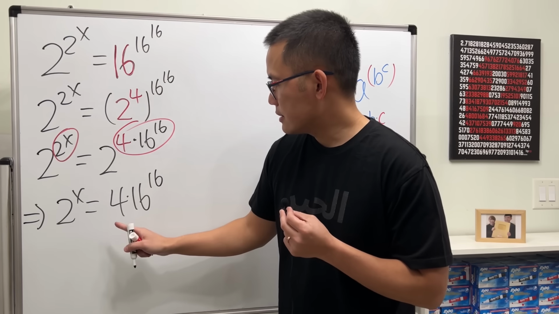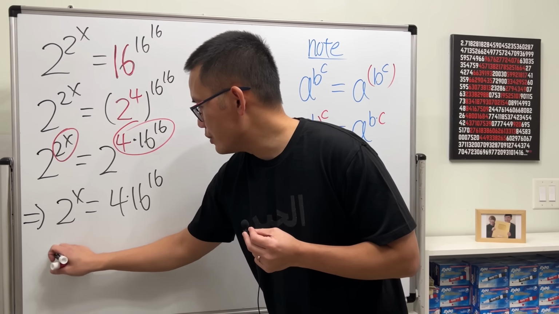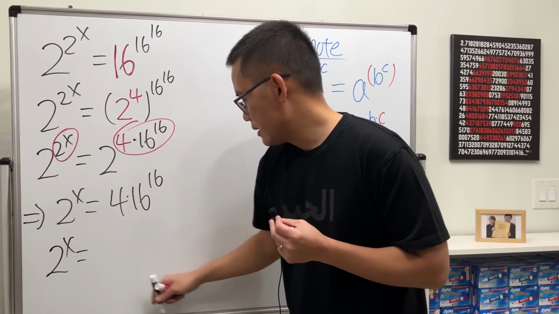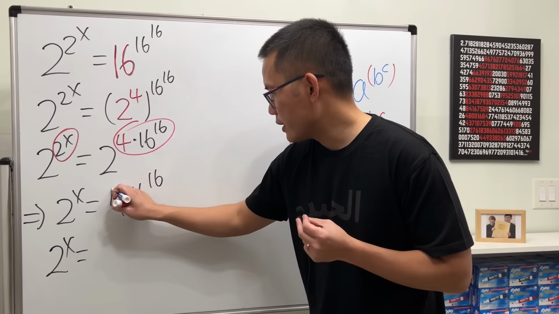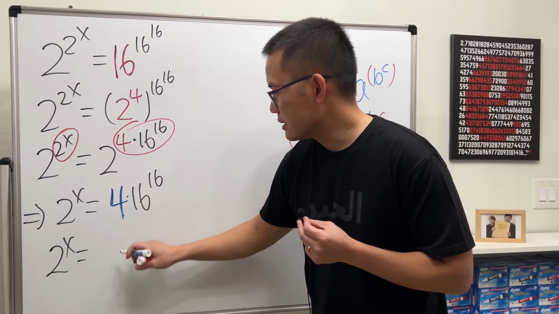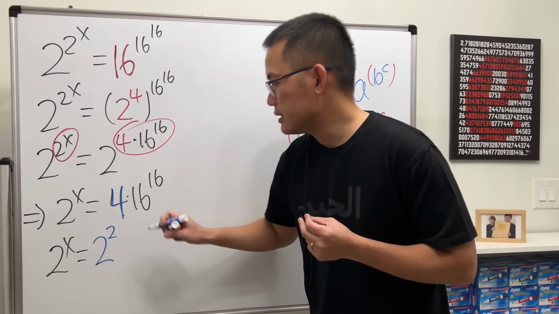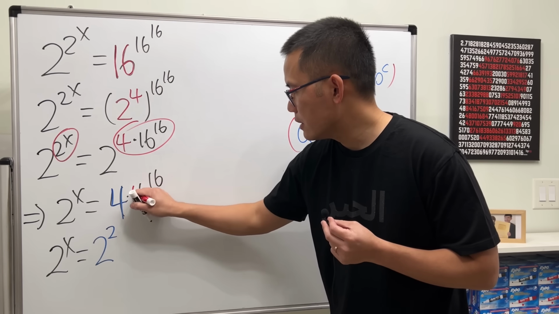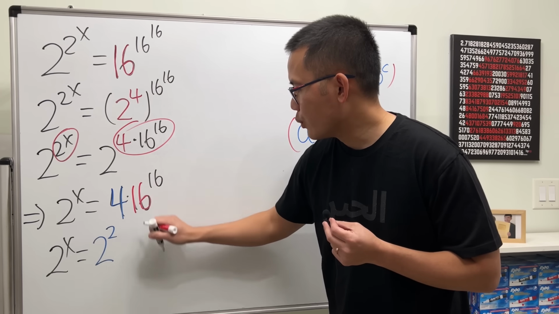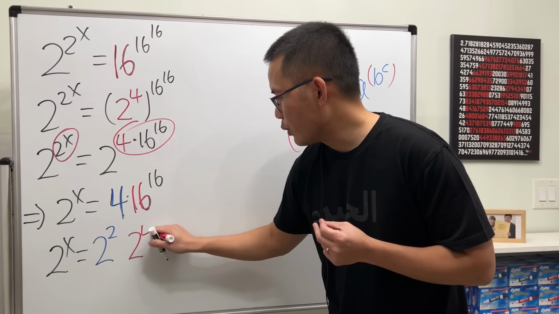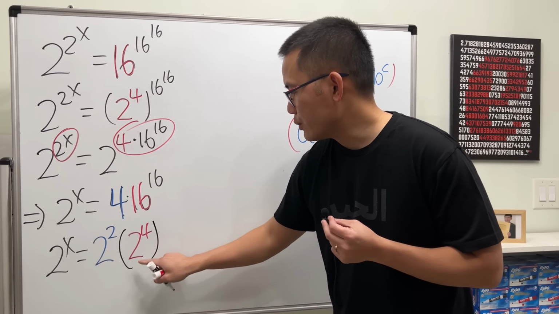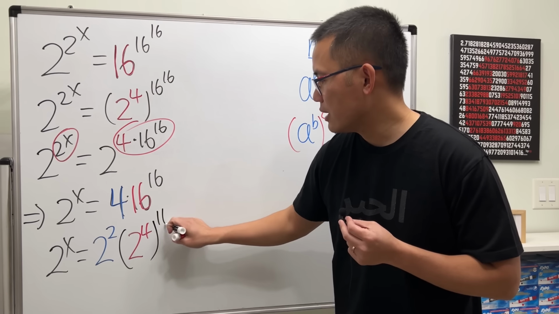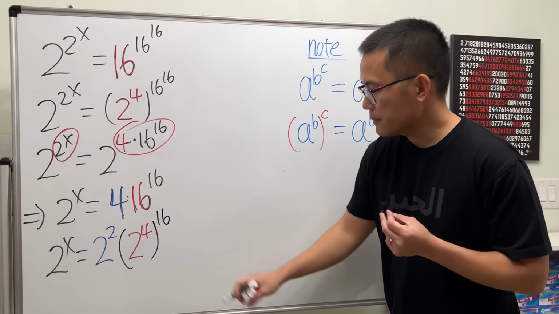Okay, next, let's notice the following. We still have 2 to the x, but the 4 is also quite nice because this is 2 to the 2nd power. And then we have this 16. I'm going to once again write that as 2 to the 4th power, and then raise that to the 16th power.